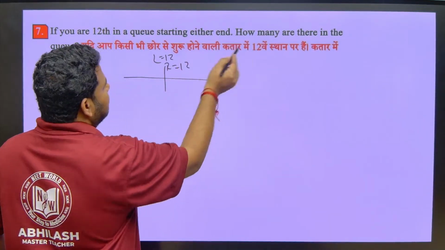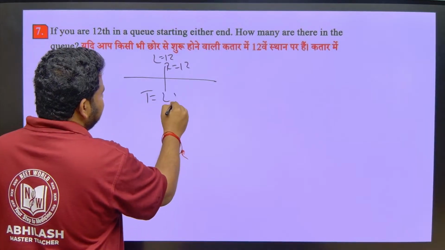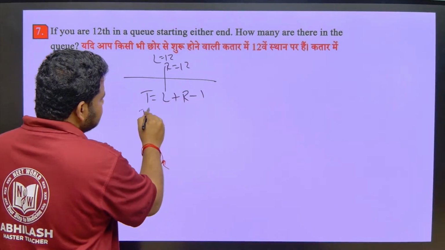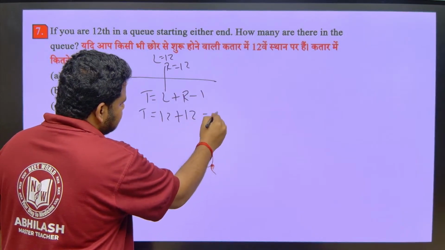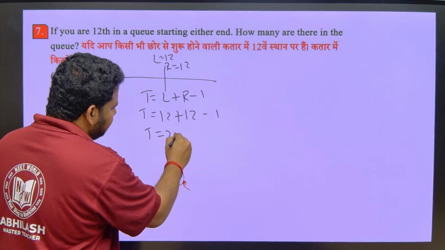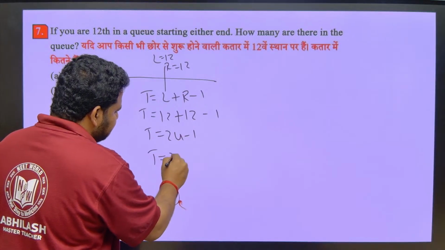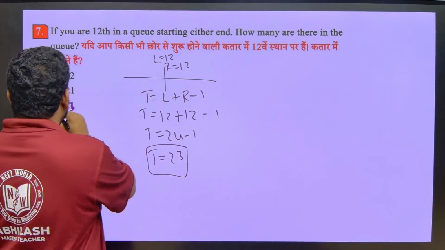They are asking for the total number of persons. So total is equal to L plus R minus 1. L is 12, R is 12, minus 1. So total is 24 minus 1, that is nothing but 23. The answer is 23. That is option C.